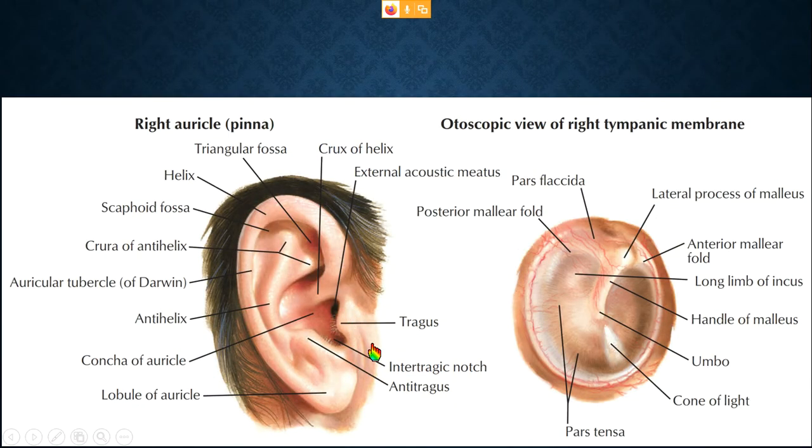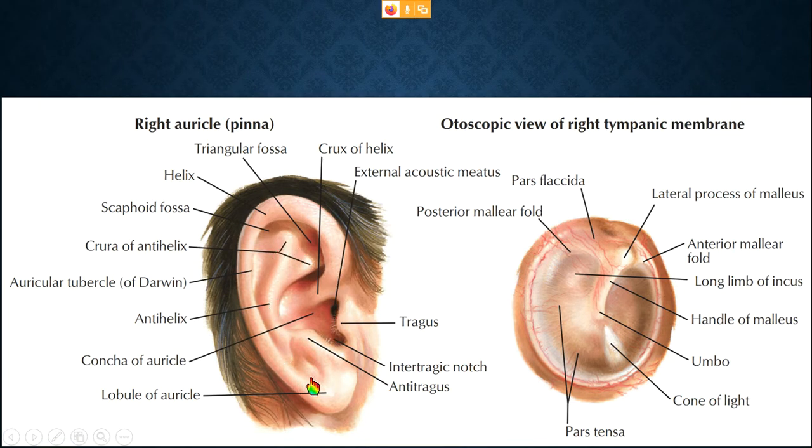So here you can identify the auricle, also called the pinna. The auricle or pinna is a trumpet-like undulating projection from the side of the head and collects the sound vibrations from the air. The external acoustic meatus extends inward from the bottom of the auricle. Here you can see the bottom of the auricle. Then it extends inside up to the tympanic membrane.